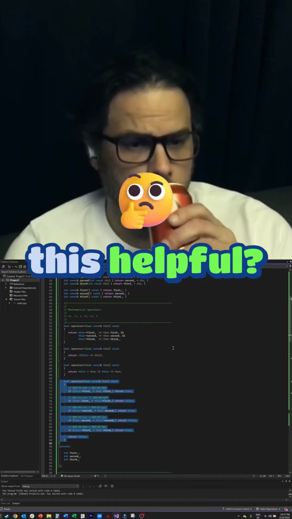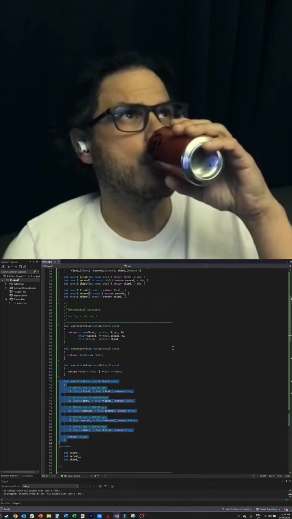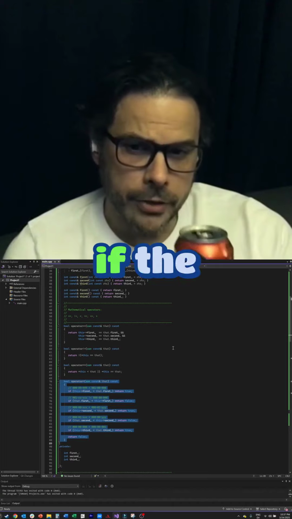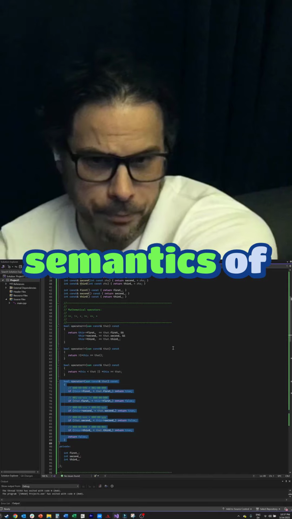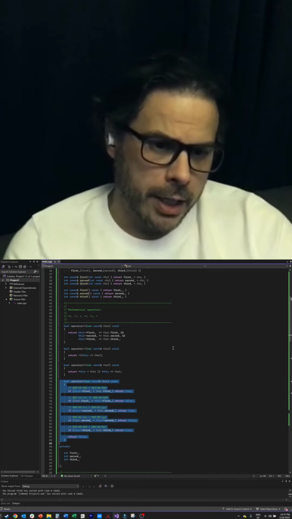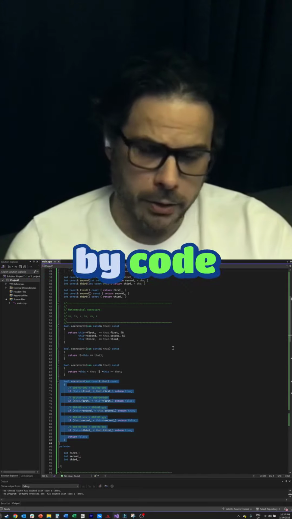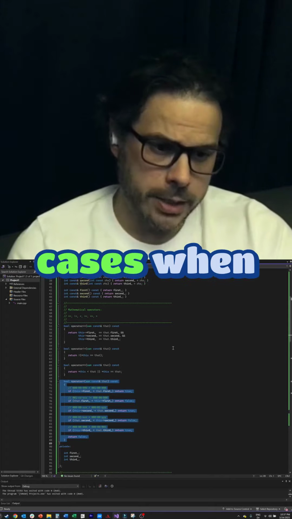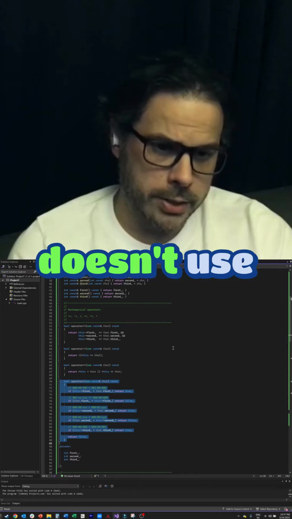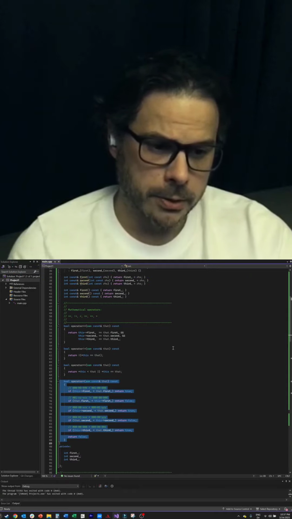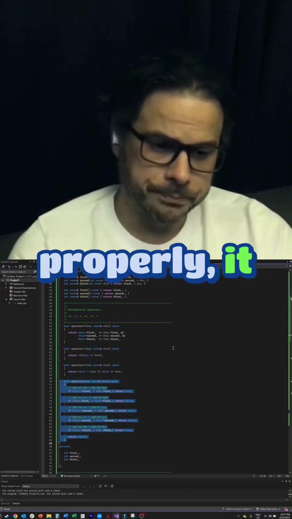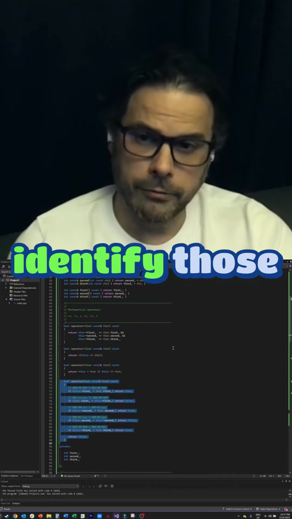How is this helpful? Well, if the system understands the semantics of the code and it can reason about that by code analysis, then in cases when your code doesn't use those semantics the way they're defined properly, it could potentially identify those as bugs.